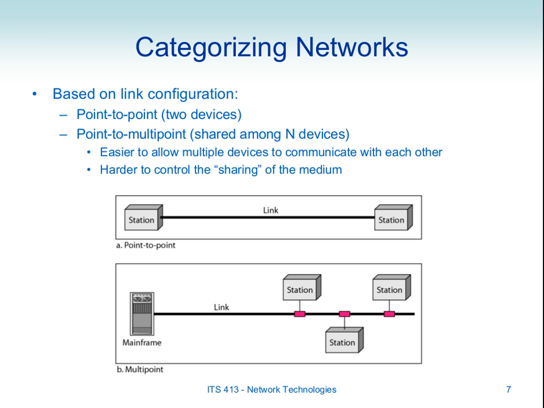What else? We can categorize networks based upon how the links are configured. Often we'll distinguish between a point-to-point link and a point-to-multipoint link. Point-to-point is simply we have one link, two devices attached to it, and they communicate directly with each other. Point-to-multipoint, we have multiple devices attached to some link. One can send, the others can receive that.